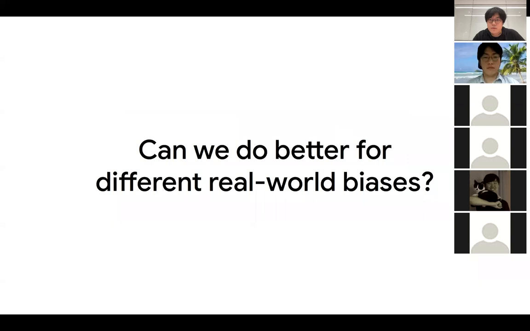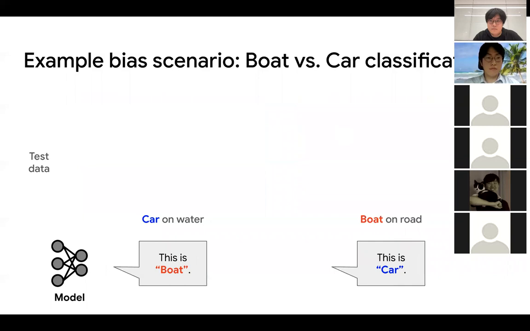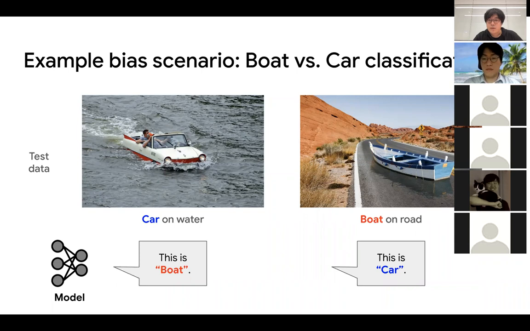So can we do better for different real-world biases? That is our question. So before going deeply, let me first define our problem. Consider a very simple binary classifier that classifies either boat or car. In your training data, of course, most boat images have water patterns and most car images have road patterns, right? And at test time, maybe you have some car on the water or boat on the road.